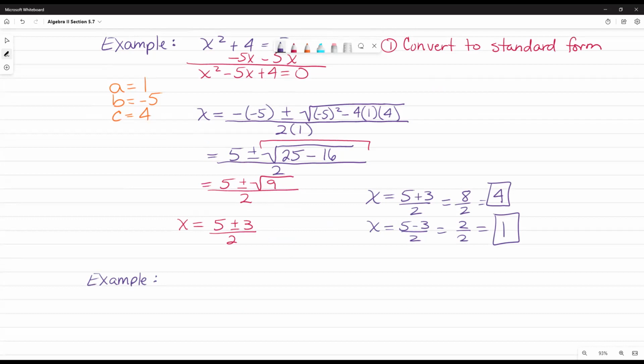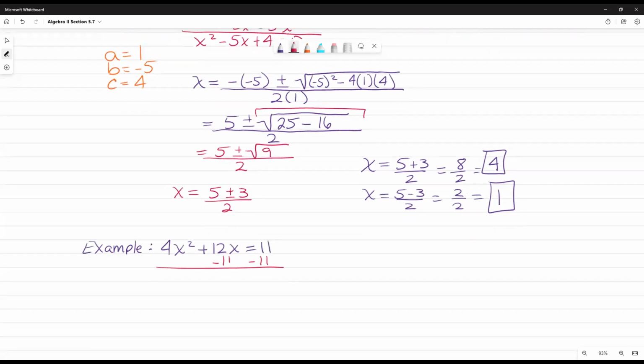Okay, this one, they want us to give both exact solutions and decimal approximations. For now, we're just going to focus on the exact solution. 4x squared plus 12x equals 11. What do I have to do here? Yeah, move that 11. So subtract 11 from both sides. To put this in standard form, we end up with 4x squared plus 12x minus 11 equals 0.